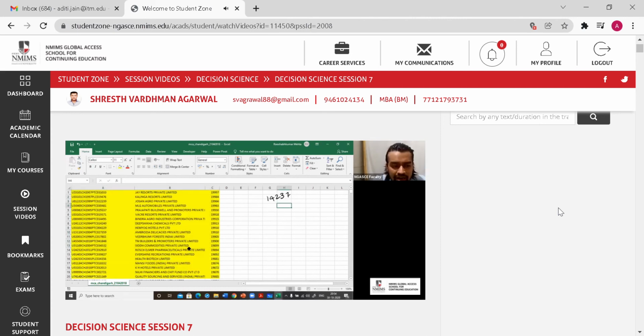So this is called simple random sampling. Now, what is the probability of any company being selected in my sample survey? 1 by 14,237. In this exercise, I have assigned random numbers to all the companies and randomly selected 20 companies. That means each of the companies had equal probability to be selected in my sample. Do you agree with me? Yes or no?